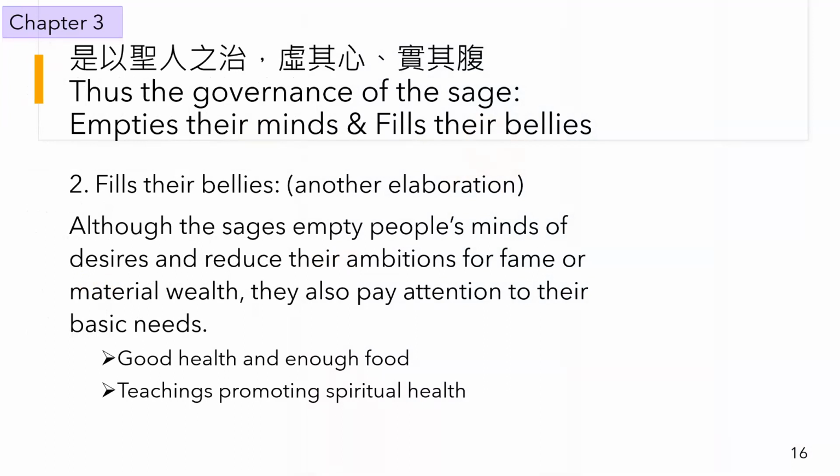Okay, another explanation of fill their bellies is very interesting, because for the explanation of Tao Te Ching, there are many different versions, and I found this interesting. Previously, I shared my insight about fills the belly. I talked about our true nature, but this explanation says that although the sages empty people's mind of desires and reduce their ambitions for fame or material wealth, they also fill their belly. They also pay attention to their basic needs. So fill his people's bellies means as a leader, as a ruler, he will see to it that his people have enough food to eat.